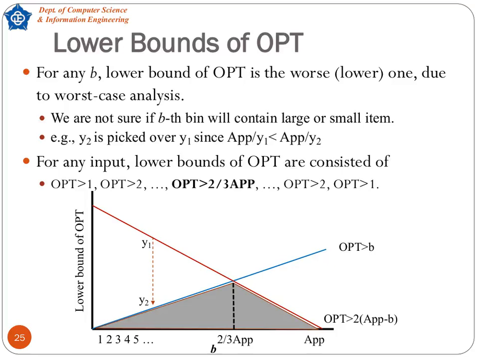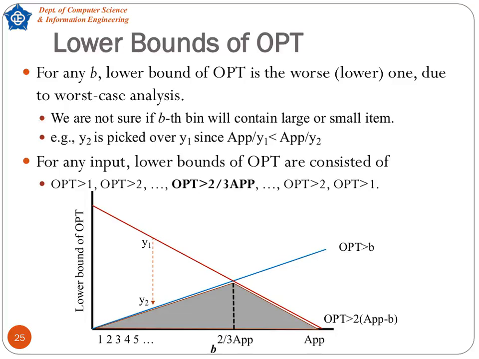This type of analysis is absolutely necessary because we often cannot be certain if a particular Bth bin will contain a large or a small item, which significantly impacts the packing. As an illustration, the slide mentions Y2 being picked over Y1, indicating a strategic choice based on specific item properties or perhaps their size ratios.